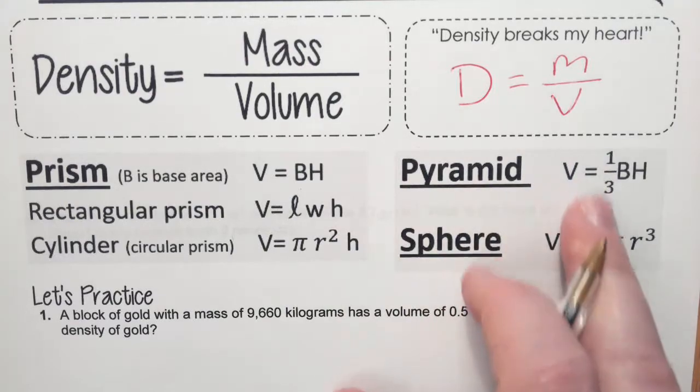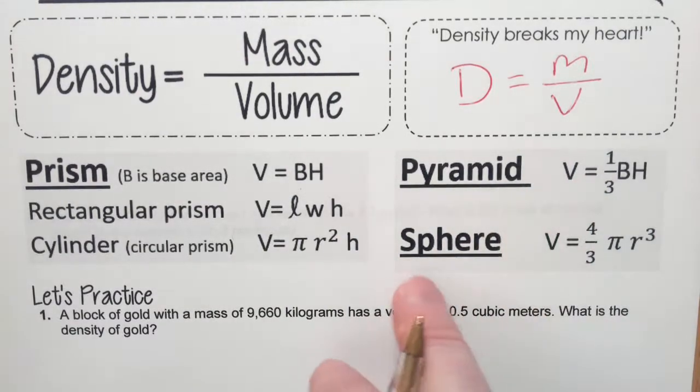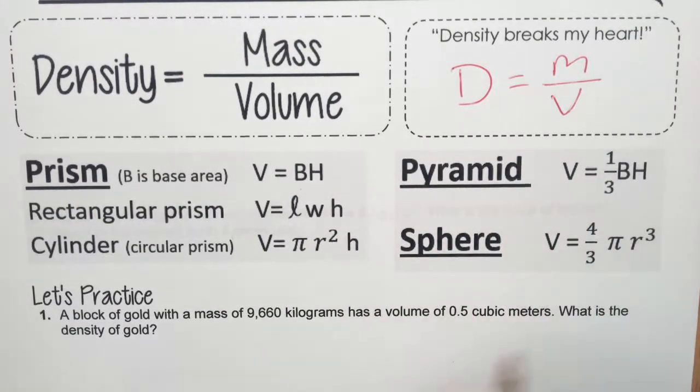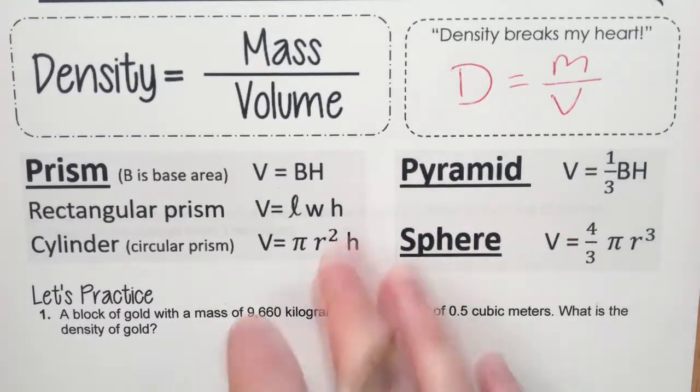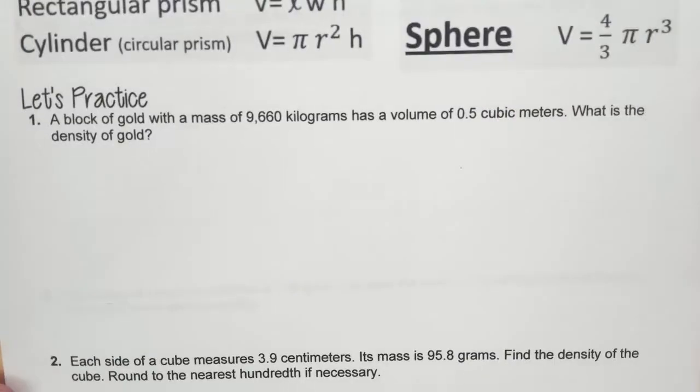For a pyramid, it's 1/3 base area times height. And for a sphere, here's the equation, 4/3 pi r cubed. So we will talk more about that later. But here are the basic volumes. All right, let's just get started.